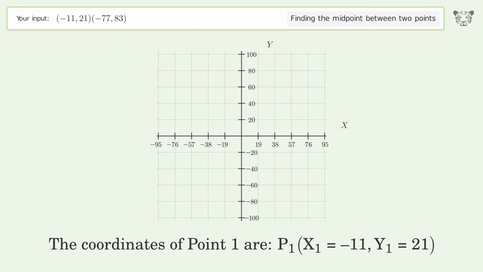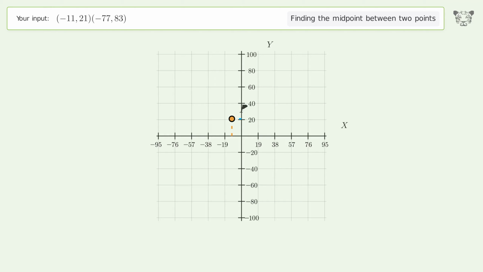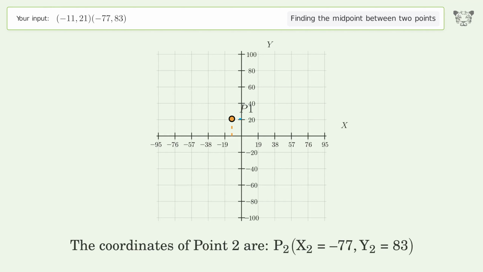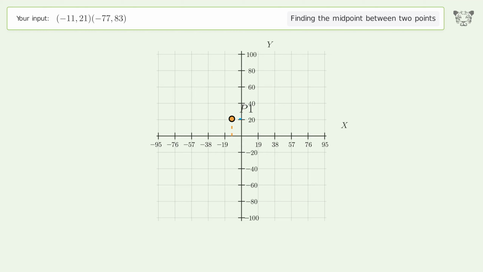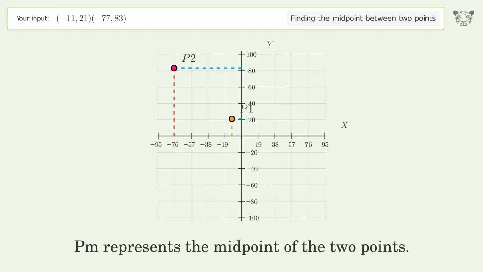The coordinates of point 1 are x1 equals -11, y1 equals 21. The coordinates of point 2 are x2 equals -77, y2 equals 83. PM represents the midpoint of the 2 points.